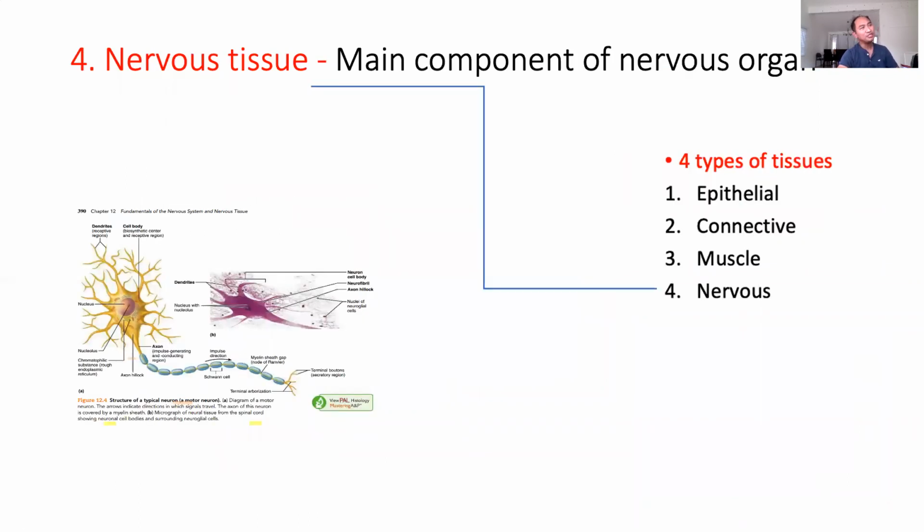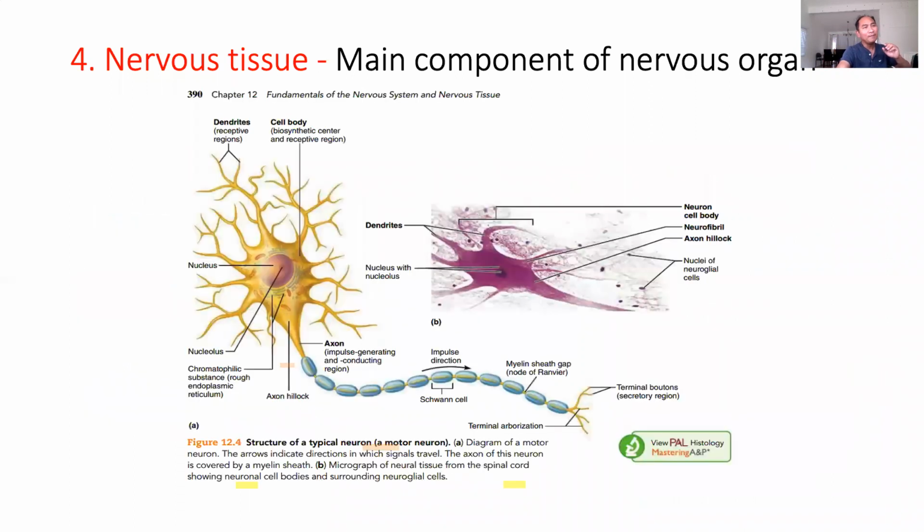So number 4 tissue is nervous tissue. Nervous tissue can be found in nervous organs like the brain, spinal cord, and the peripheral nerves. A nervous tissue is made of neurons and supporting cells, which we call neuroglia cells. This is a typical diagram of a neuron, which is like a jellyfish or starfish or octopus, with multiple limbs going outside from the big cell body. This is a little bit more similar to what you see under the microscope.